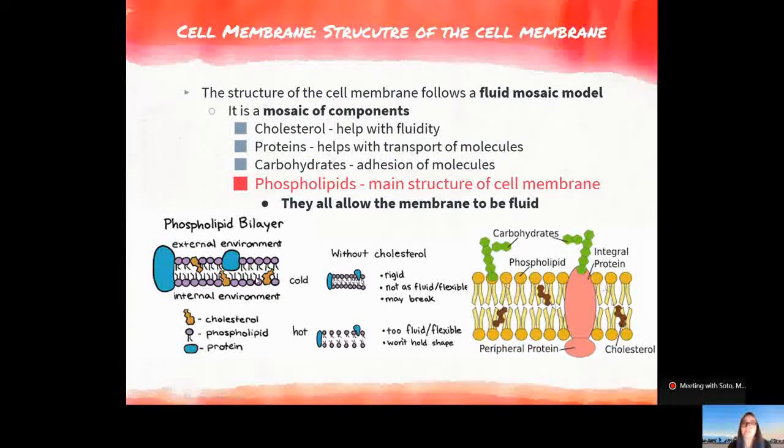So these two layers are what's protecting the cell. It's kind of a double gate, right? Making sure things can't get in and out. Like a double fence. And then these proteins work as gates, letting things come in or out.